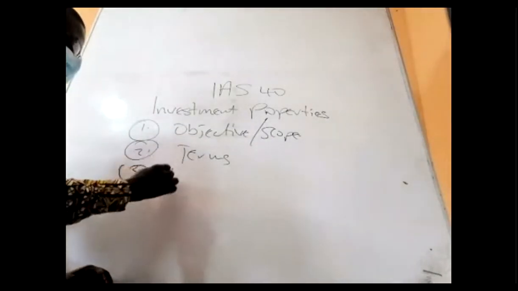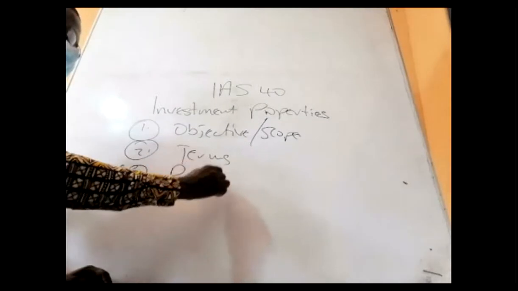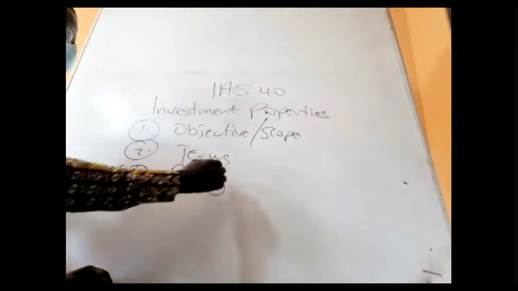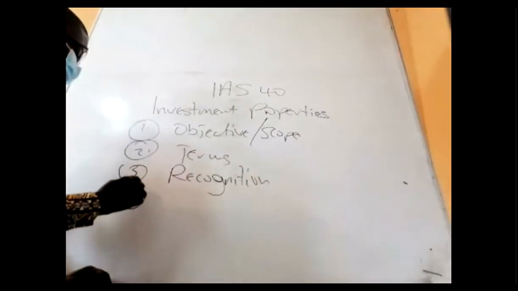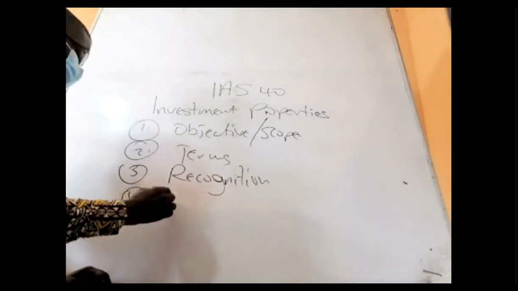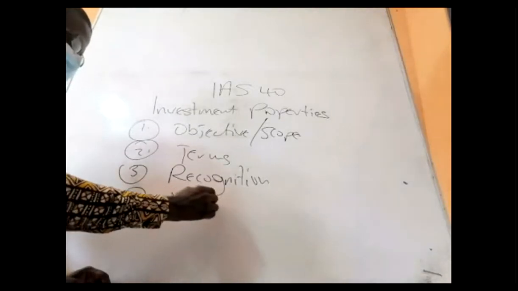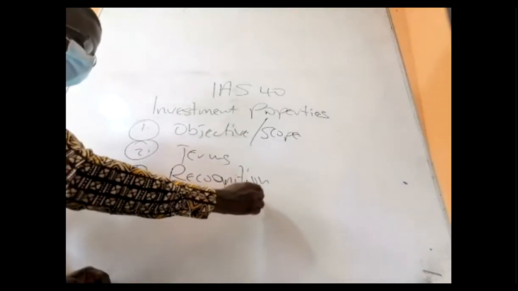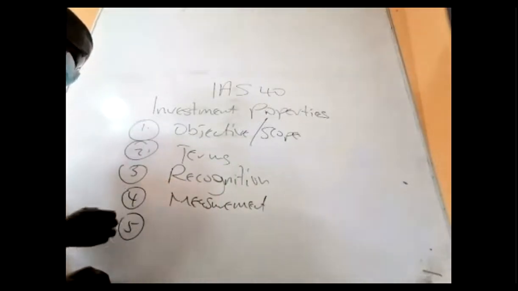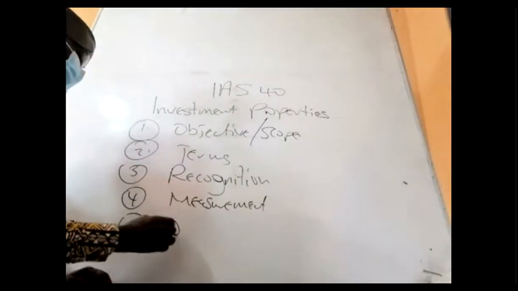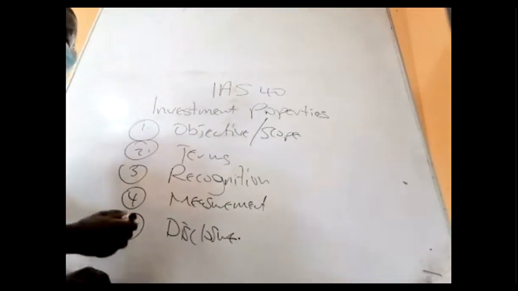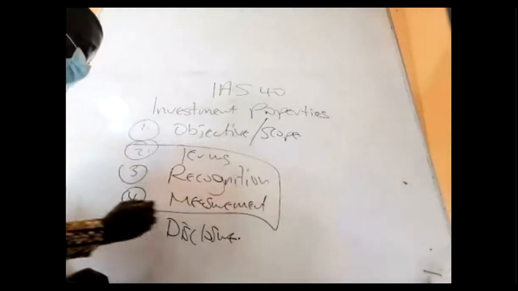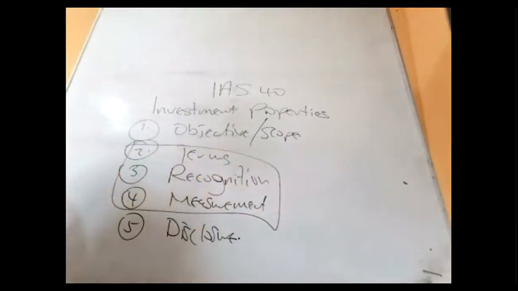Number 3, you should know the recognition, how investment properties are recorded in the books. Number 4, how they are being valued. So that's measurement. Number 5, then the disclosure requirement. So I'll quickly look at these 3 and then move on.